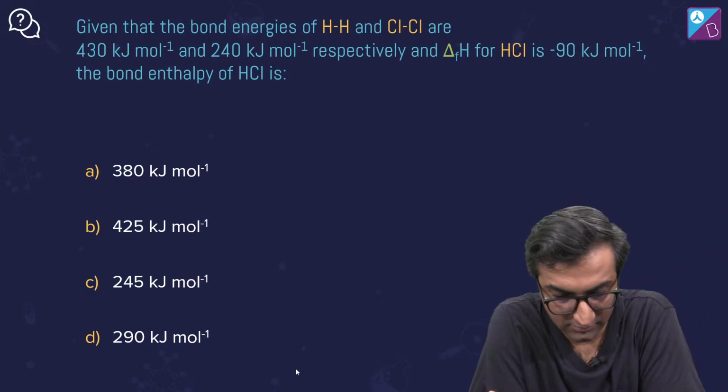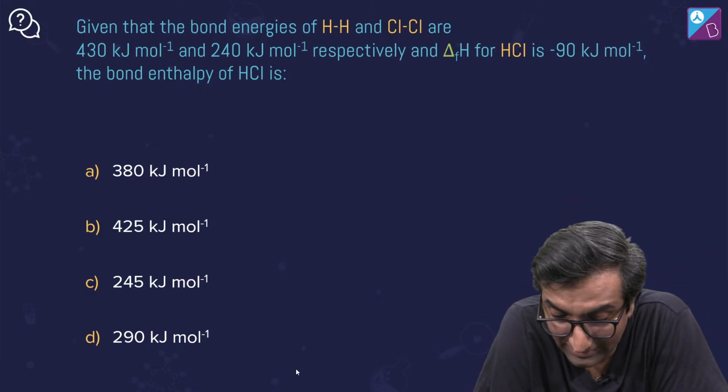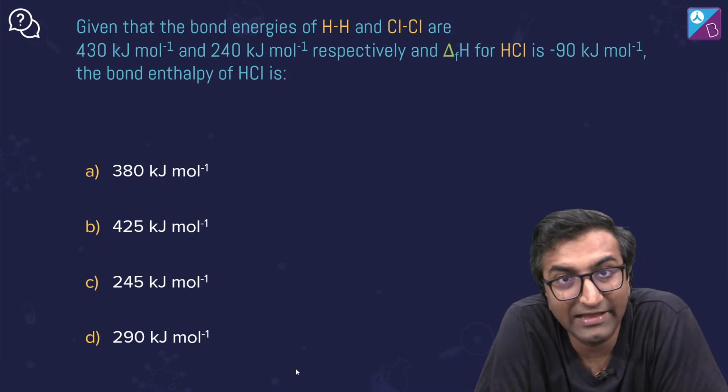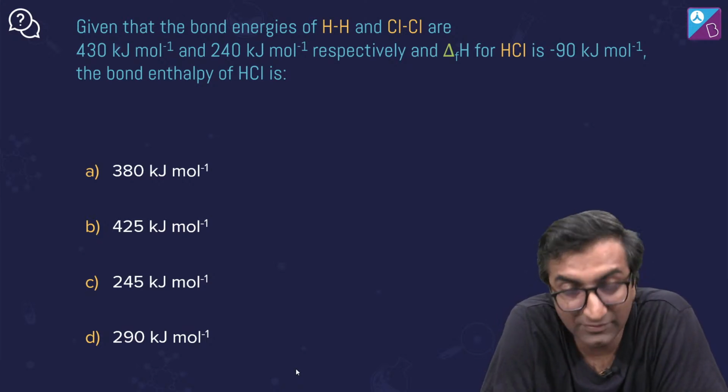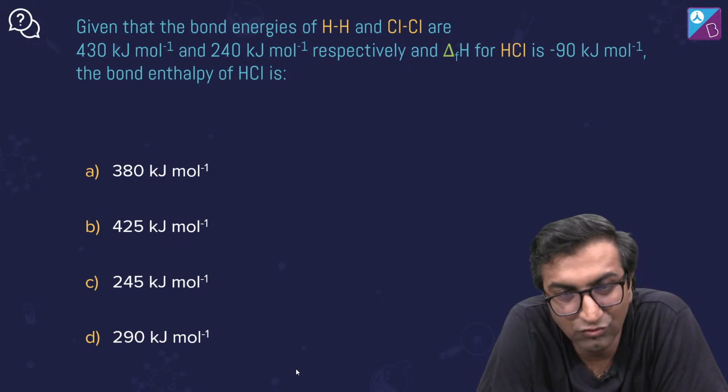Question, quick question. If bond energies of H-H and Cl-Cl are given, and HF is also given, then what will be the bond enthalpy of HCl? HF means delta H formation. Can we do this? Can we do this question?